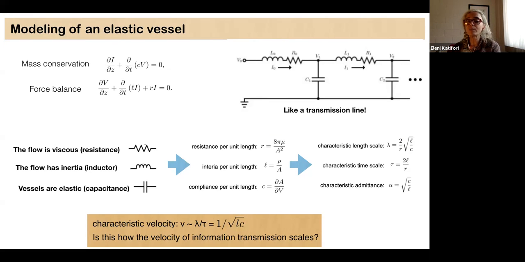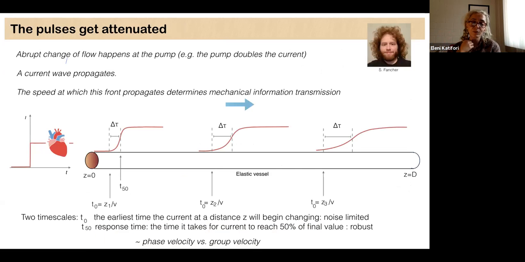the equations end up looking like the equations of a transmission line, where essentially the resistor translates to the fact that the flow is viscous, viscosity of the fluid, the inertia is an inductor, and the capacitance is the elasticity of the vessels that can store energy when they extend. And there are various characteristic length scales, time scales one can look at, and because I don't have time, I'll just give you the basic physics.